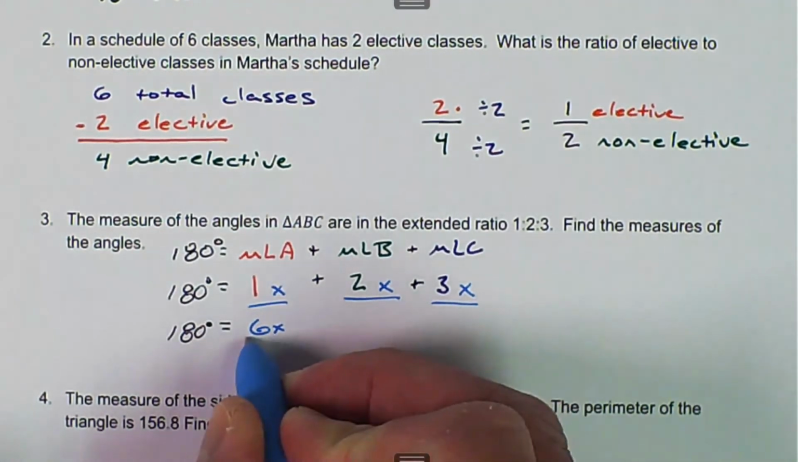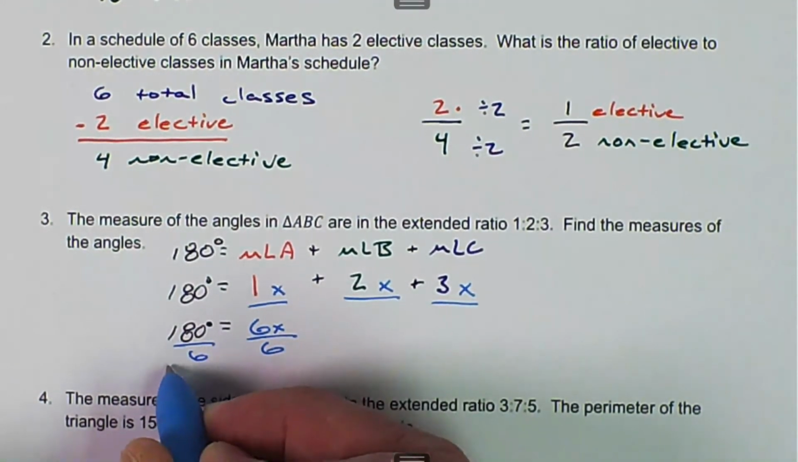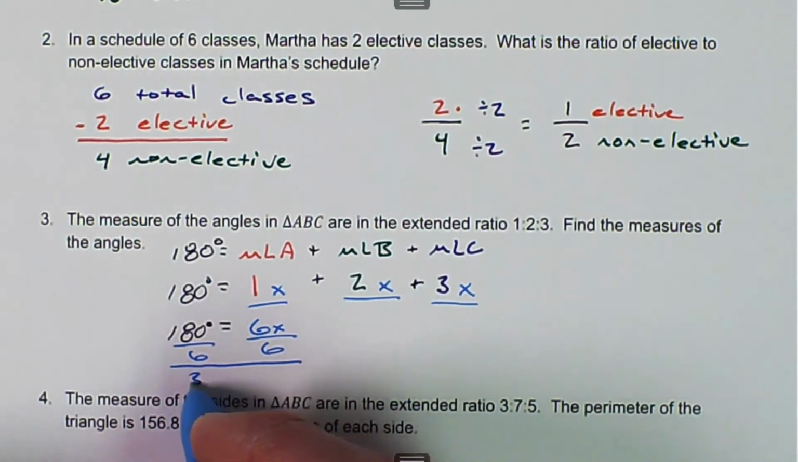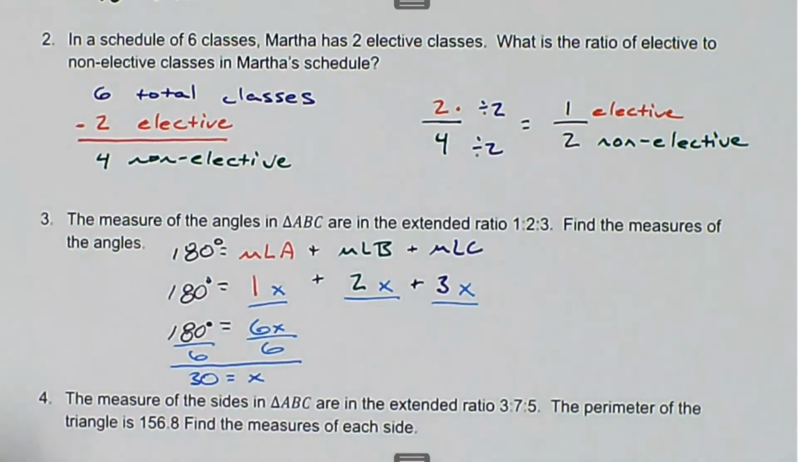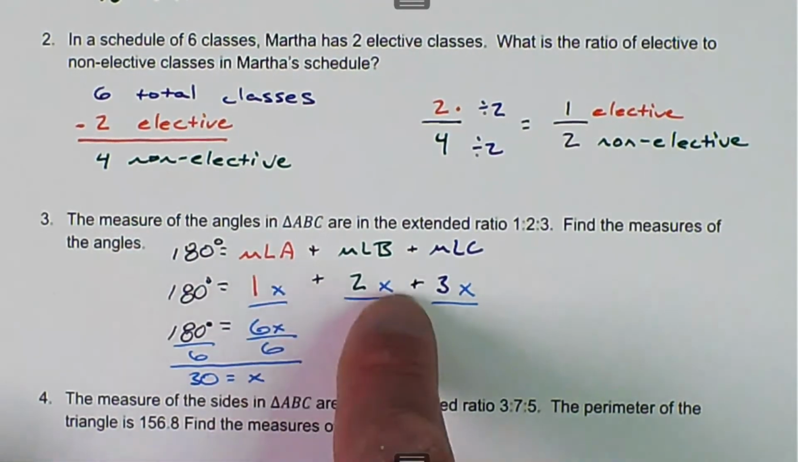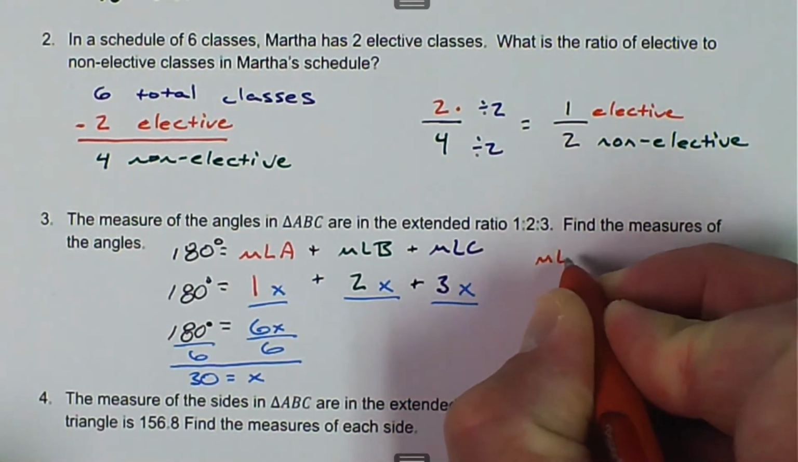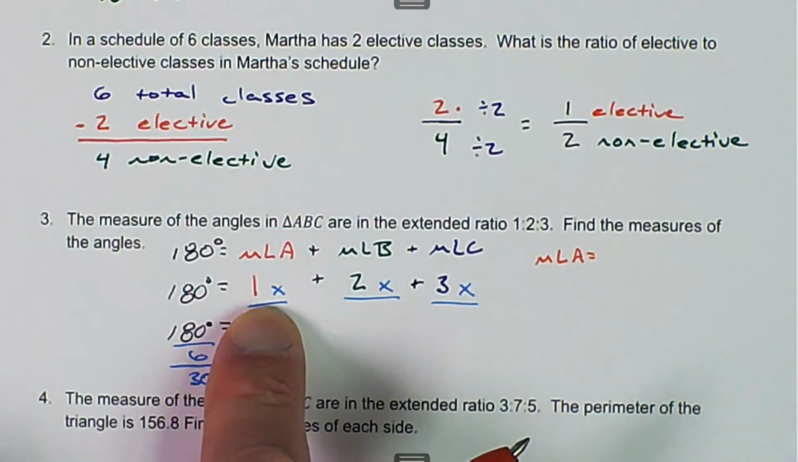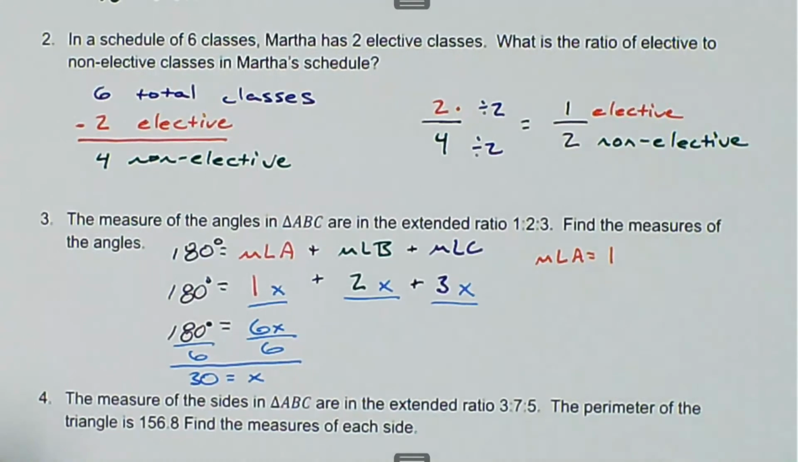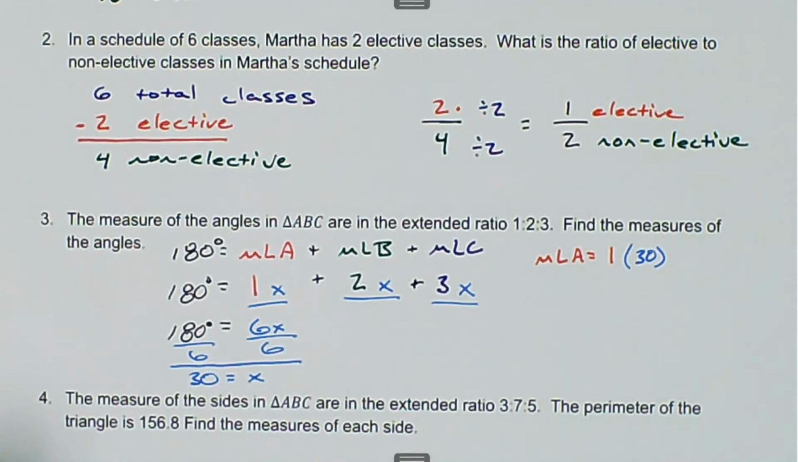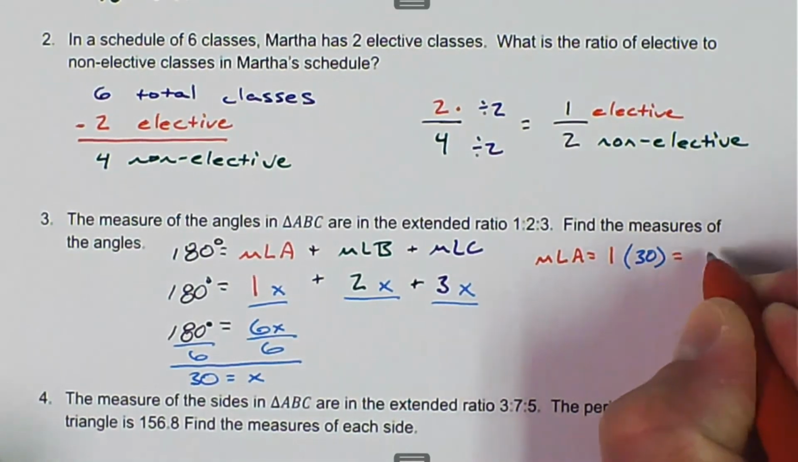So then we can divide by 6, and we get 30 is equal to x. So now that we know that 30 is equal to x, we can substitute 30 back into each one of the angles, and we can figure out what the value of each angle is. So the measure of angle A is equal to 1x, or 1 times 30. So that is equal to 30 degrees.